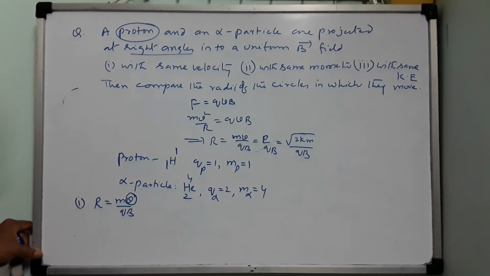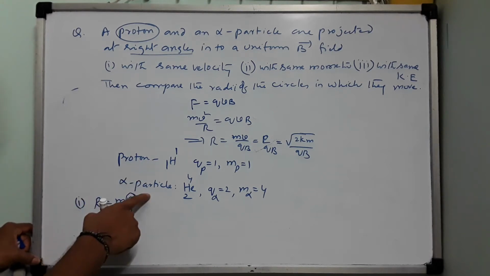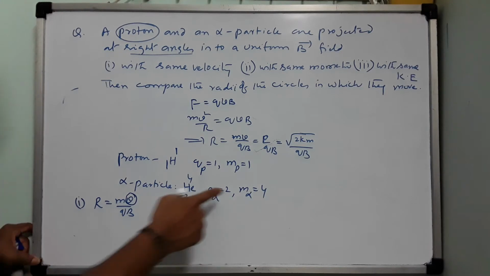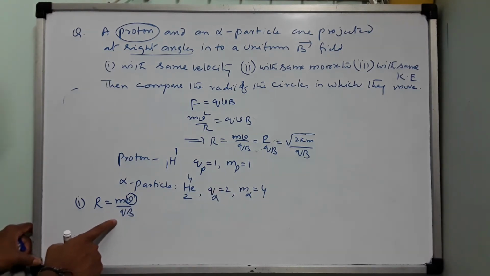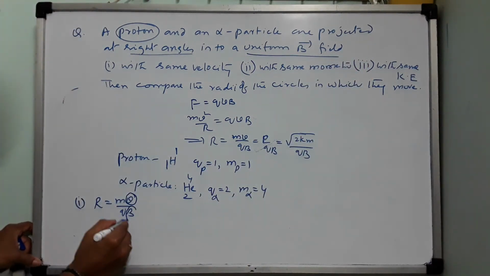So circle this. What is q? q is the charge of the particle. Do these particles have the same charge? No. Proton is having 1 unit, alpha is having 2 units. So this is going to be a variable. Now what is B? Magnetic field. Both of them are projected into the same uniform magnetic field. Only one field is there. So B is going to be a constant.